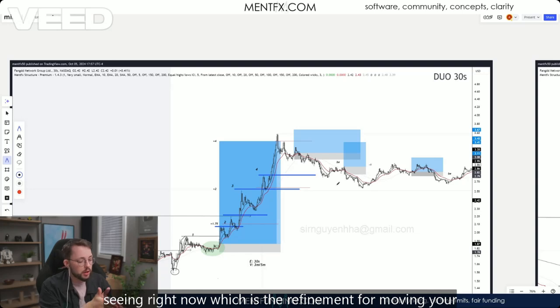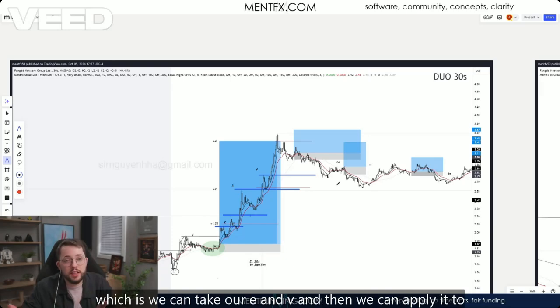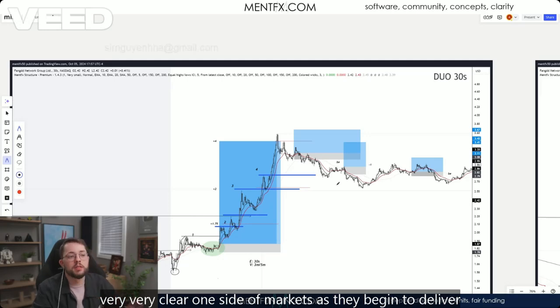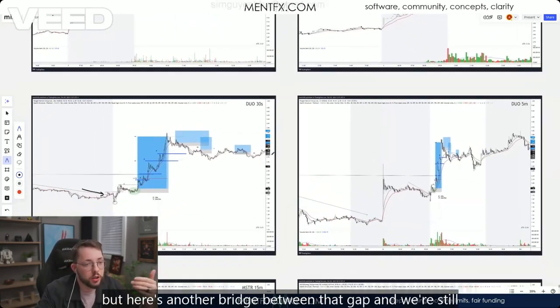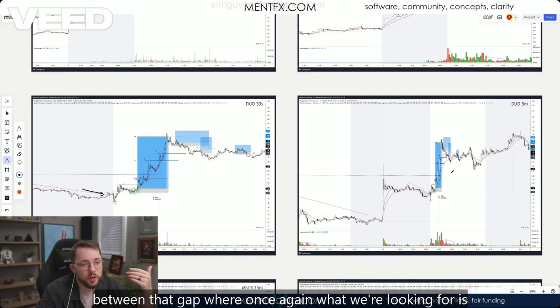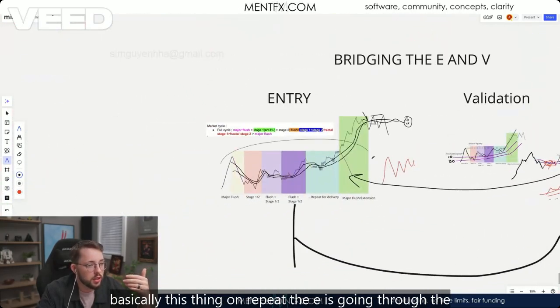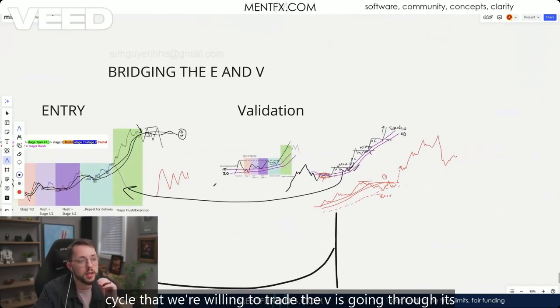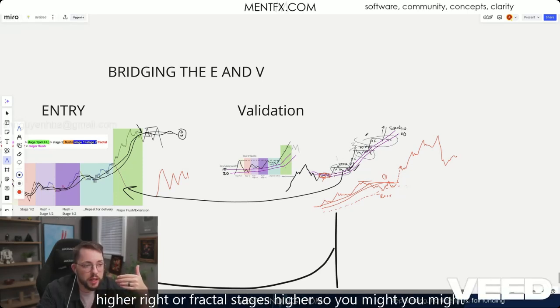for moving your understanding of E and V to the kind of next step, which is we can take our E and V and then we can apply it to very, very clear one-sided markets as they begin to deliver. And right now, we're still focused on just the E and the V, but here's another bridge between that gap where, once again, what we're looking for is basically this thing on repeat. The E is going through the cycle that we're willing to trade. The V is going through its own cycle, which is basically the momentum MB multiple bases higher, right?